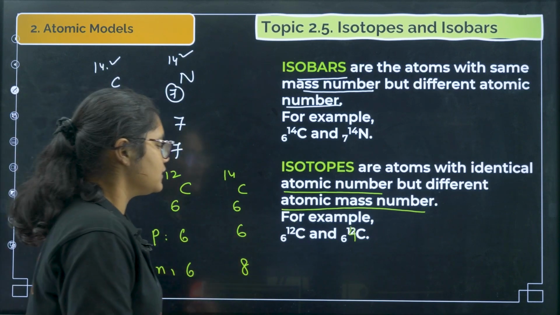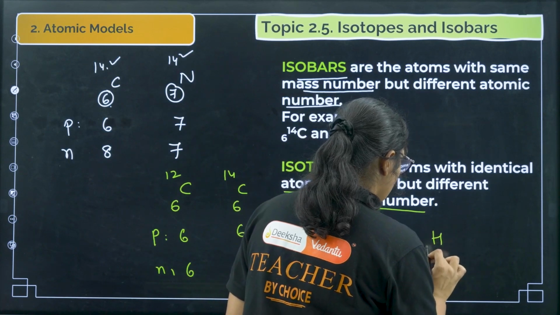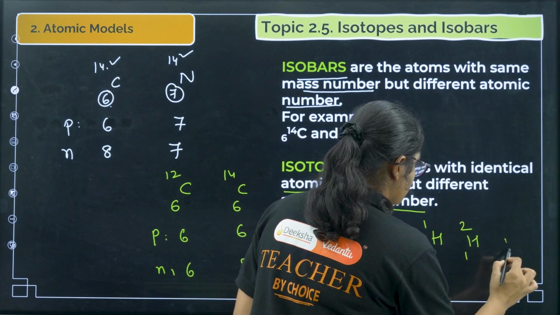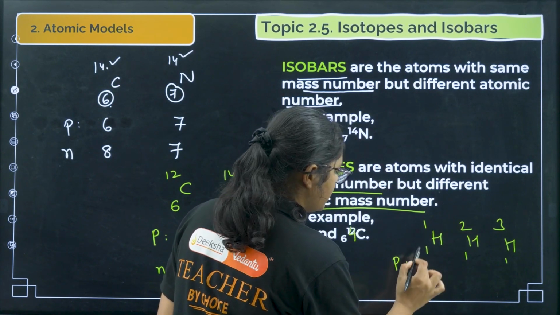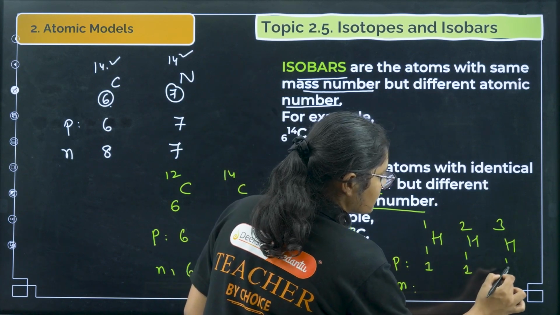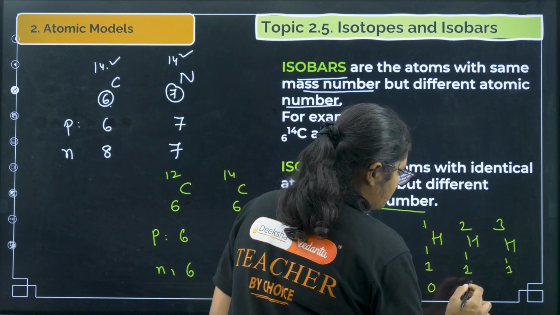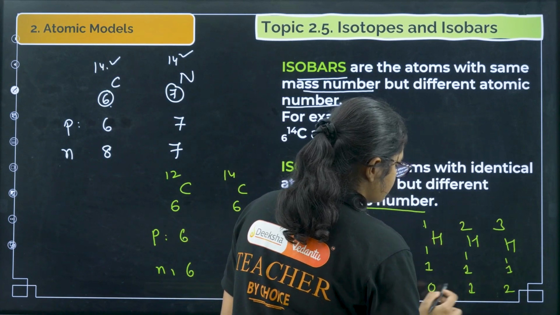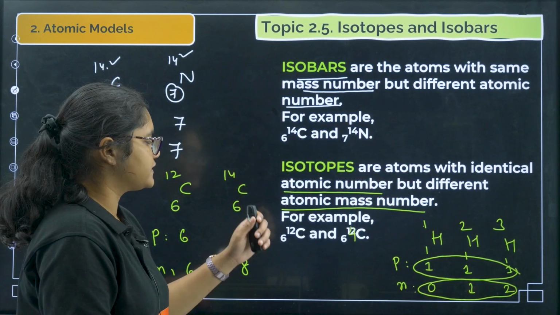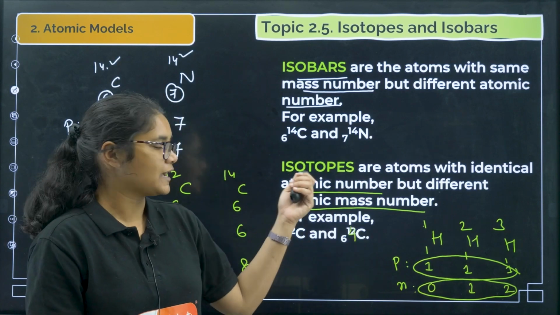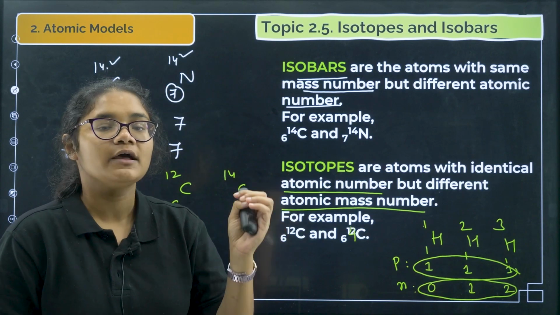Okay, so now another example we can take, like you can have hydrogen 1 1, hydrogen 1 2 and hydrogen 1 3, right? So if you see the number of protons and number of neutrons here, protons are 1 in each case, okay, and neutrons are 1 minus 1 is 0, 2 minus 1 is 1, and 3 minus 1 is 2. So the number of protons is same, but the number of neutrons are different. Okay, so same atomic number, different mass number is called isotopes, and same mass number but different atomic numbers are called isobars.